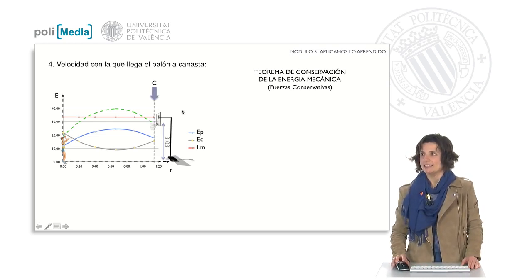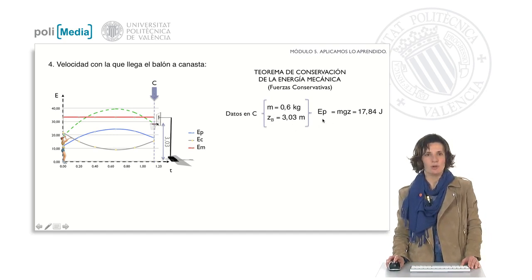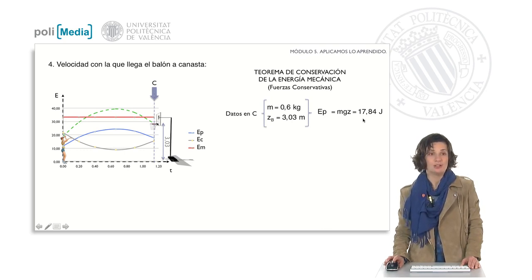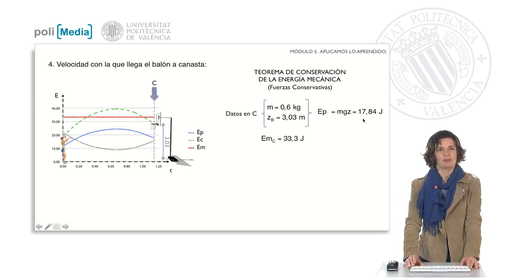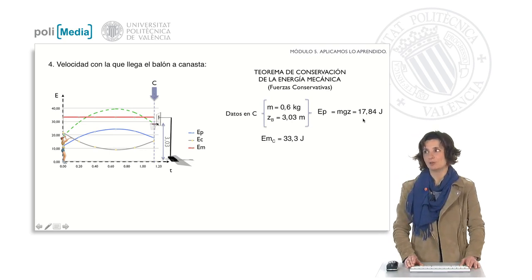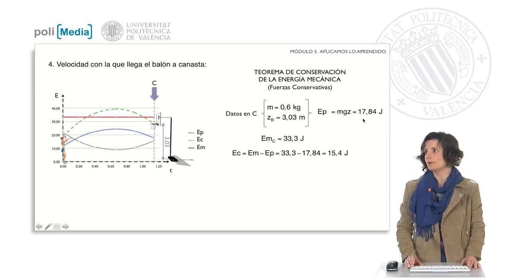The instant of interest is the moment when the ball reaches the basket. We are going to call it point C. At this point C, the data are the mass of the ball, 0.6 kilograms, and the height of the ball, which coincides with the height of the basket, about 3 meters. With these data, we can calculate the potential energy of the ball at this point, which is 17.84 joules, as we have just calculated. Since the theorem of conservation of mechanical energy must be fulfilled, and at this point the total energy must be 33.3 joules, as in any other instant of time, this means that the kinetic energy must be 15.4 joules.